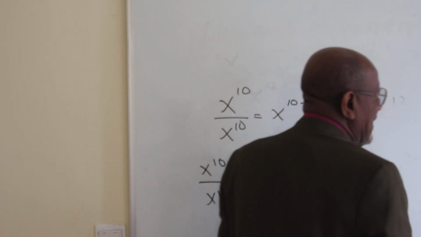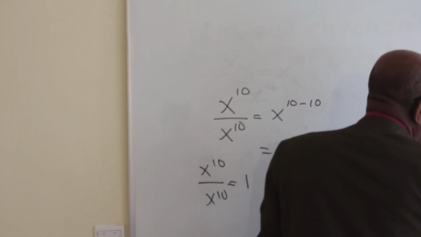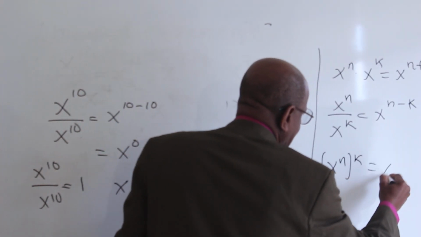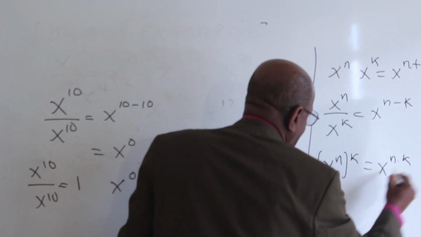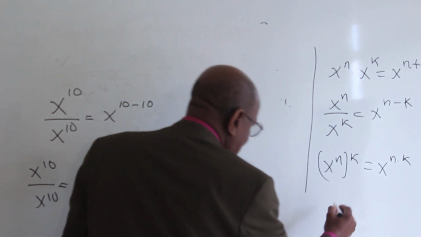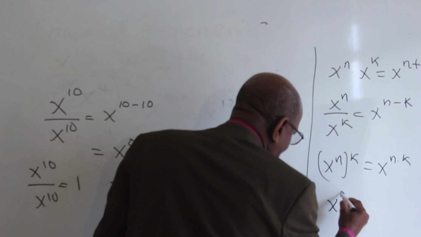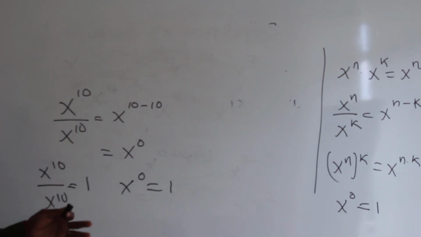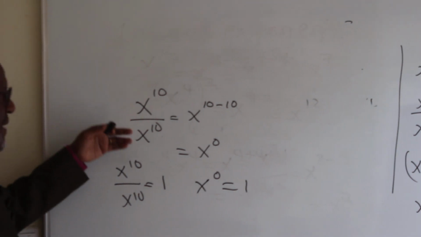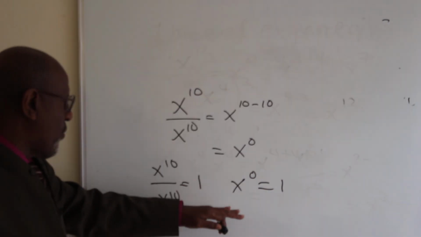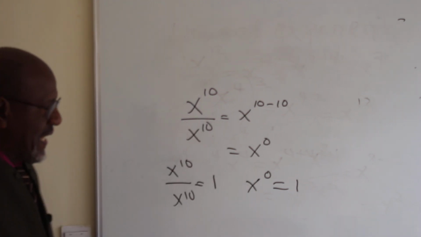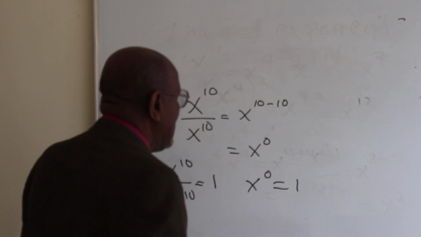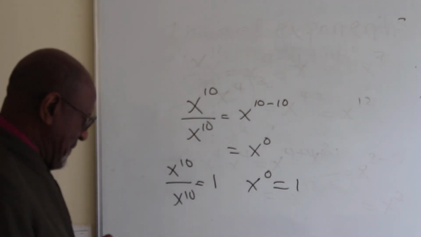Before that, let's write the third rule. x to the n, to the k, is x to the n times k. But let's write the rule now. Any number, say x, to the power 0, we take that to be 1, because it is as if we are saying, in many ways, a number divided by itself, and a number divided by itself is 1. So let us now work on a few problems, and then we'll deal with negative exponents.